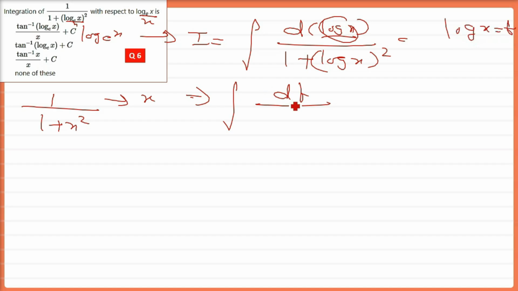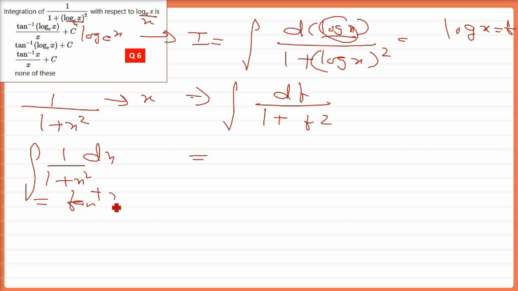You can have it as t or a p, just to understand that this is nothing more than integrating dt by 1 plus t square, which is integrating dx by 1 plus x square, which is tan inverse x. Direct result: 1 by 1 plus x square is tan inverse x. Write it as tan inverse t plus constant of integration. There is no differentiation here. Just replace t by log x right now. So this will be tan inverse, in place of this t, log x.